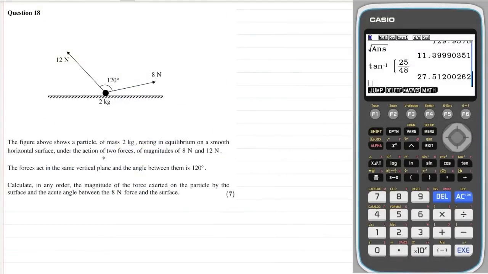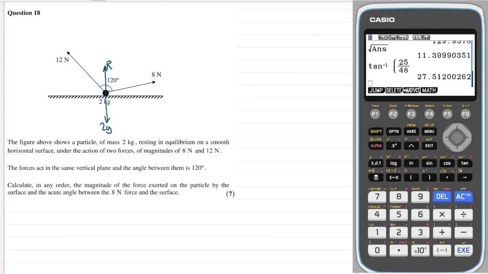Okay, question 18, and we have a particle of mass 2 kilograms resting in equilibrium on a smooth horizontal surface. So I can draw 2g going down, and we also would have a reaction force from the surface going up. And if we have two forces acting on the same object, we can simplify that down to just the resultant force of the two forces. The resultant force we can write as two forces added together.